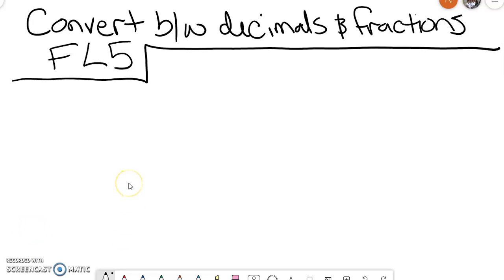All right, let's get started. So we're gonna write 1/10 as a decimal. A lot of this is really just knowing your decimal place values. So let's start with that.